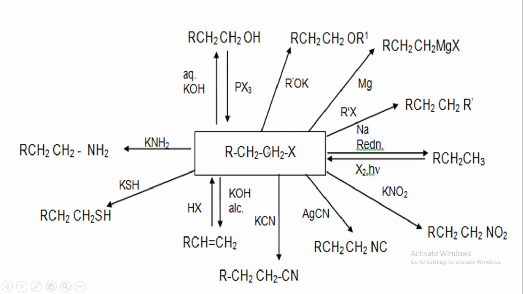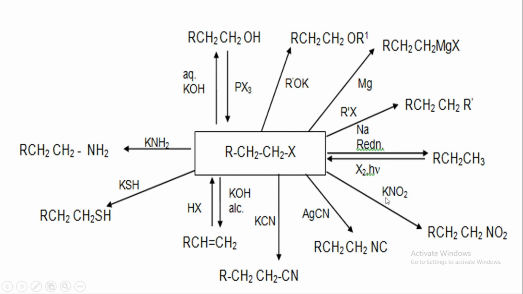Again, you can see here this is a mind map. RCH2CH2X: if we use ROK, then we will get ether. We can also prepare Grignard reagent in presence of ether. If we use magnesium, then we will get RCH2CH2MgX, which is known as Grignard reagent. If we use another RX in presence of sodium, then we will get an alkane, that we already did as the Wurtz reaction. If we do direct reduction, then we will get an alkane, and in the reverse reaction, if we add halogen in presence of sunlight, we will get a haloalkane.